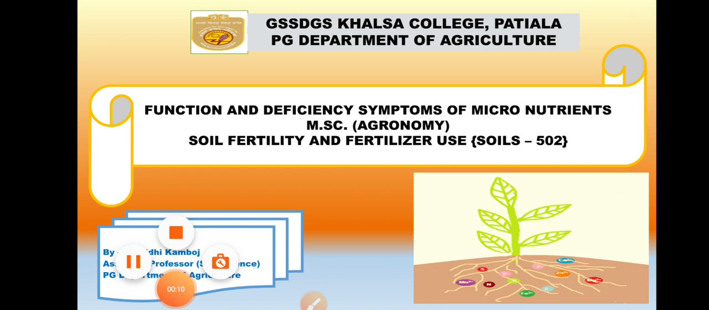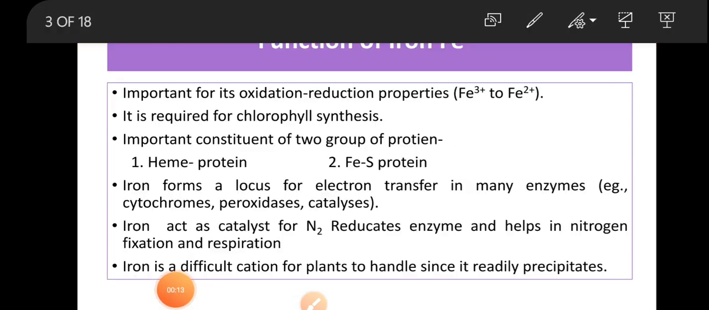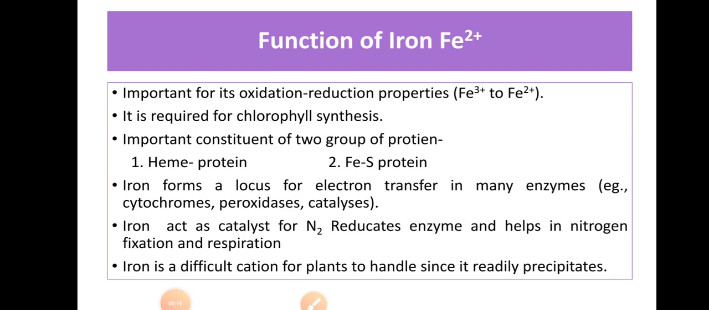What is micronutrient? The first micronutrient is iron. It is important for oxidation reduction reactions as it has different valencies. Iron is found in two forms, one is ferric and other is ferrous. Iron is required for chlorophyll synthesis. Iron is main constituent of two groups of protein, one is heme protein and other is iron-sulfur, means FeS protein.